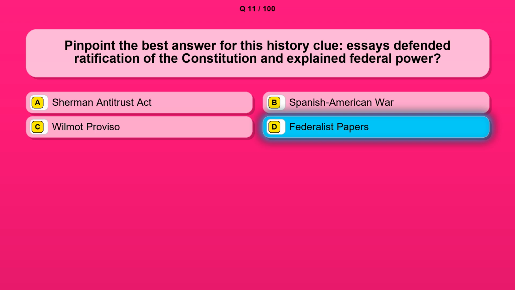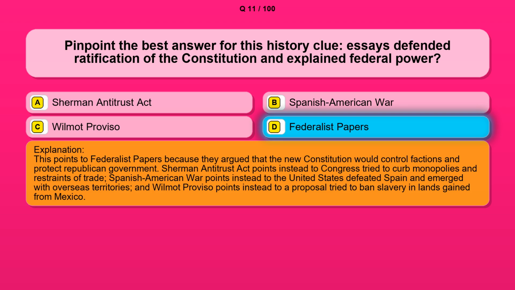The correct answer is option D, Federalist Papers. This points to Federalist Papers because they argued that the new Constitution would control factions and protect republican government. Sherman Antitrust Act points instead to Congress trying to curb monopolies and restraints of trade. Spanish-American War points instead to the United States defeating Spain and emerging with overseas territories, and Wilmot Proviso points instead to a proposal to ban slavery in lands gained from Mexico.